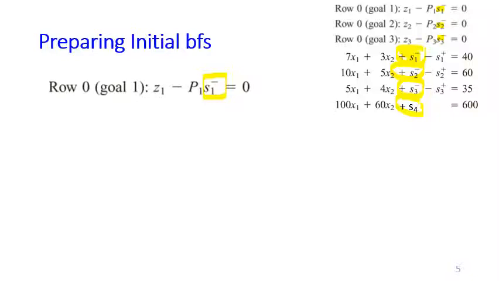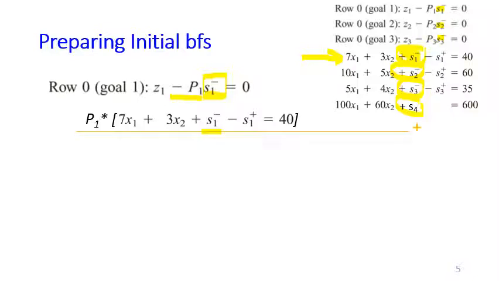So how can we do this? Well, in row 0 you have S1 minus, and you want to get rid of it. You may use row 1, right? Because row 1 also has S1 minus. However, because this is minus P1 S1 minus, and this is only S1 minus, you need to multiply the entire row 1 by P1. So P1 times 7x1, P1 times 3x2, P1 times S1 minus, P1 times S1 plus, and do not forget also P1 times 40.